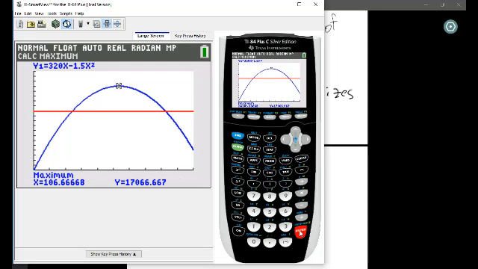So the maximum occurs at a price of $106.66. And then the revenue at that price is $17,066.67. Clearly, I'm not very good with money. All right.